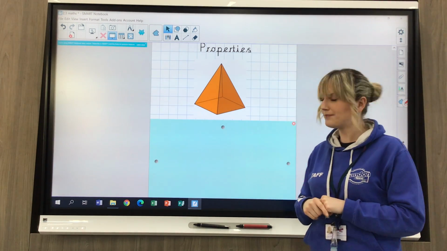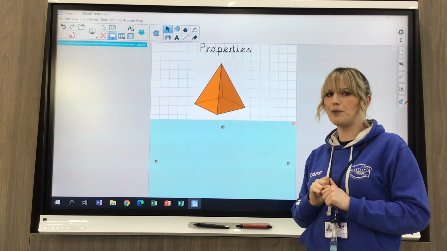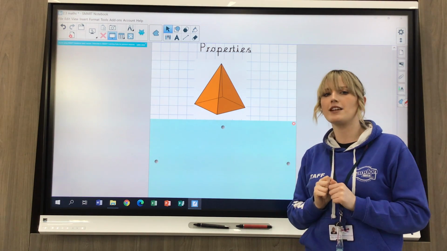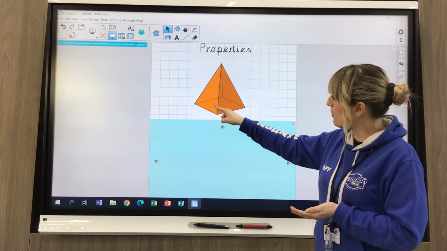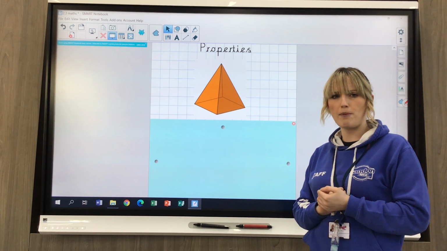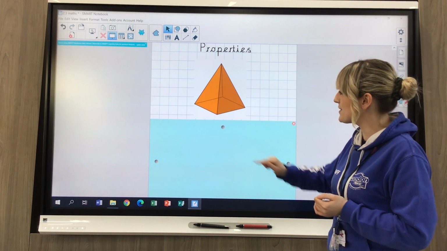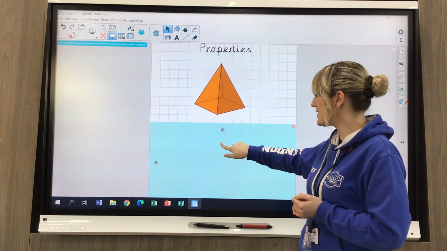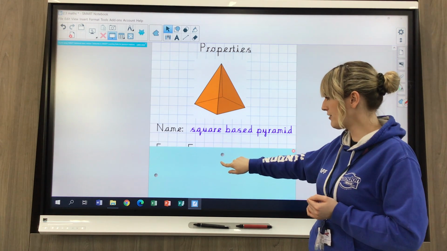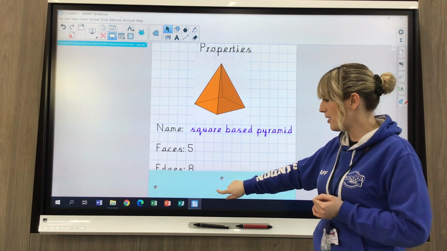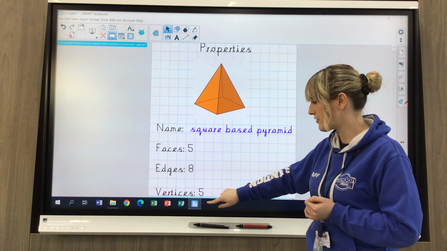Okay, so here I've got a pyramid, as you can see. It's called a something-based pyramid. Now the base of something means the bottom. So what do you think it might be called? A what base pyramid? Well done if you said square. A square-based pyramid. Okay, so if I reveal the properties of a square-based pyramid and the description.